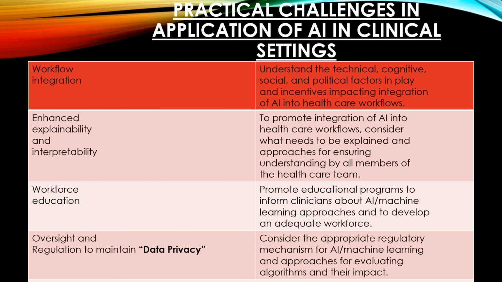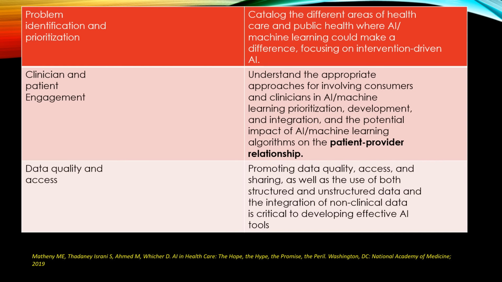Then the most important, that is the oversight and the regulation to maintain data privacy, because there is so much of data in the clinical domain and in the computer systems, so this can be misused, so we need to maintain data privacy. Then the problem identification and the prioritization, because there is something called moral decision making. That is, at times humans are able to decide using their emotional intelligence that this patient is more important at this point, but maybe a machine is not able to make that moral decision making. So that is one problem.